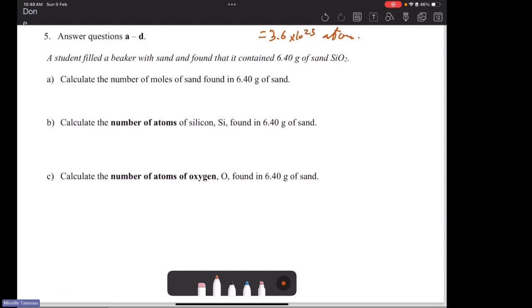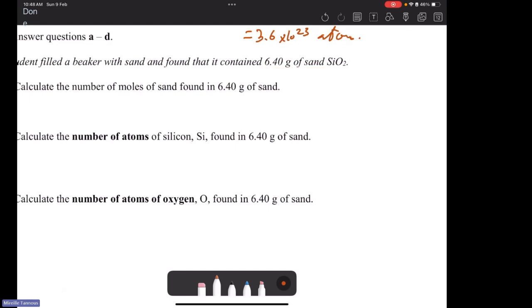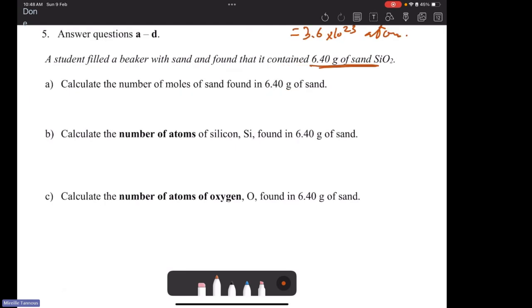calculate the number of moles of sand in 6.4 grams of sand. Again, whenever you see mass in a question, immediately look for the molar mass. Okay, so in order to find the mole, I need to divide the mass by molar mass. Now, from the periodic table, silicon, I think, is 28, the molar mass of silicon. Let me just double check. So silicon is, yep, true, it is 28.